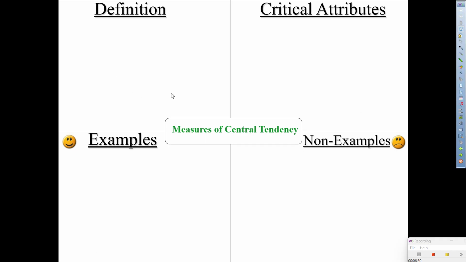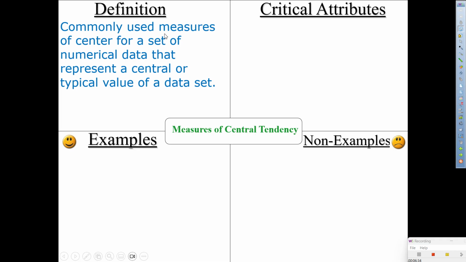Definition. What are measures of central tendency? They are commonly used measures of center. I'll repeat that again: commonly used measures of center for a set of numerical data that represents a central or typical value of the data set. Copy that, please.